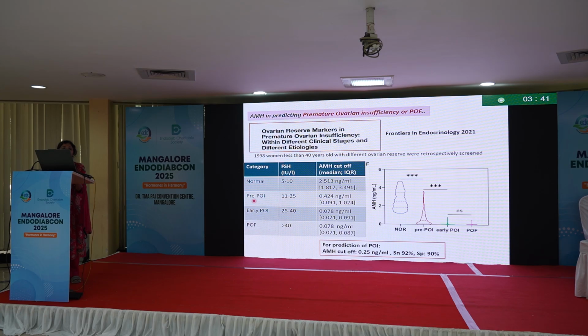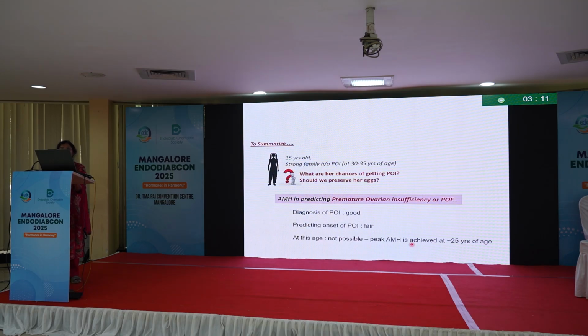FSH 11 to 25 is pre-POI, 25 to 40 is early POI, and more than 40 is POF. And as we can see, the AMH level is very different as compared to normal levels. If it is POI, it can be as low as 0.07 ng per ml. They had given that for prediction of POI, if the AMH cutoff is 0.25, then sensitivity and specificity for diagnosing POI or predicting the onset of POI would be around 90%.